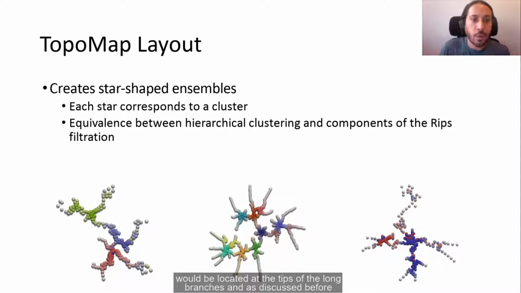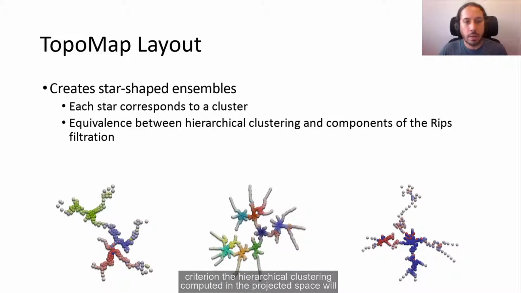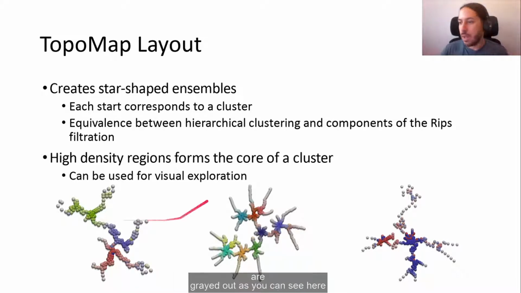And as discussed before, by construction, the persistence diagram in the projected space is identical to the persistence diagram in the original space. In that sense, our projection is topology preserving. But note additionally that thanks to the equivalence with hierarchical clustering with single linkage criterion, the hierarchical clustering computed in the projected space will also be identical to the clustering computed in the original space. To further stress the star centers, we also use a density-based visualization to display the projection. And here, the low density regions in 2D are grayed out, as you can see here progressively on the branches.